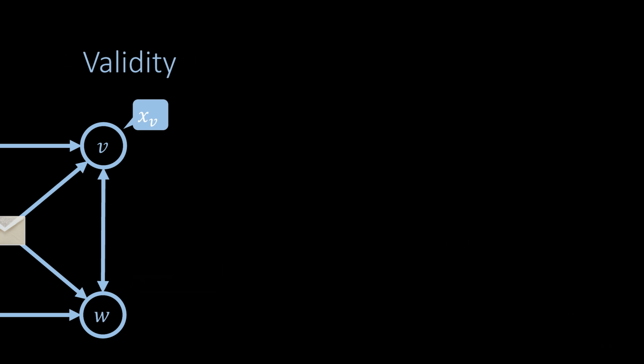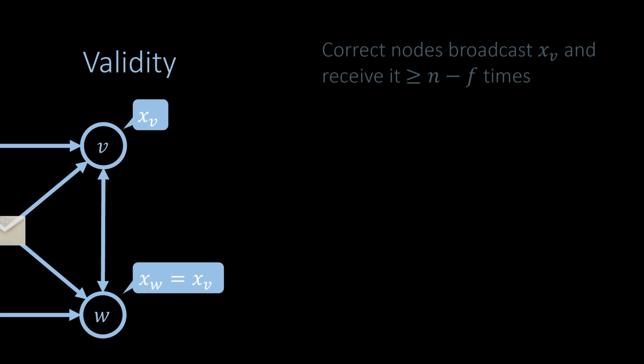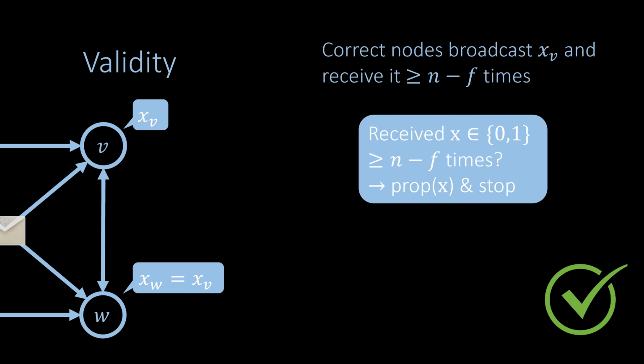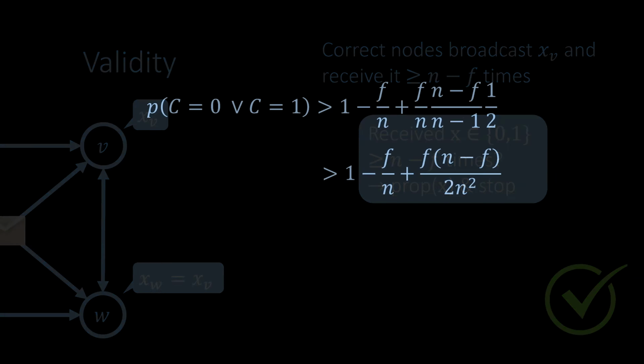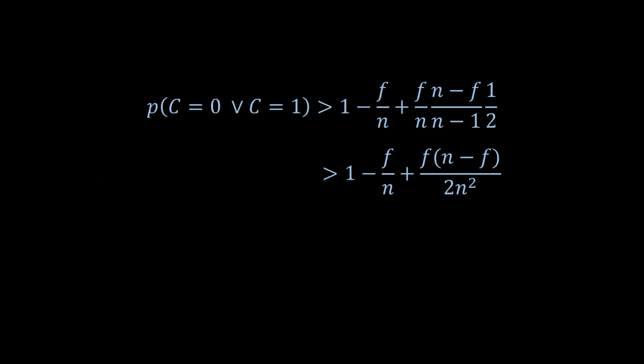As far as validity is concerned, if all correct nodes start with the same value, they will all receive at least n-f proposals for this value. In that case, they will propose this value one more time and terminate having reached agreement. Before we talk about the termination property, let's revisit the calculation of the success probability of the shared coin protocol. Since we assume that f is less than a quarter of n, we get a different lower bound on the success probability of 27/32.